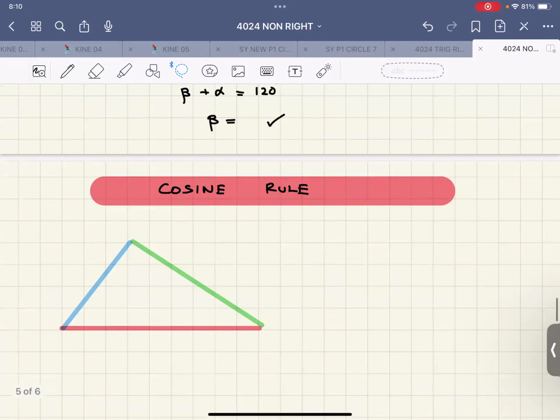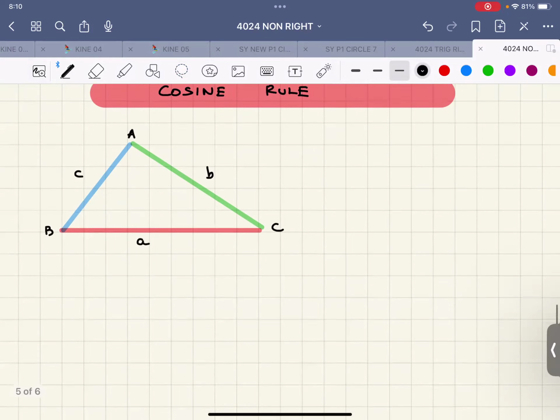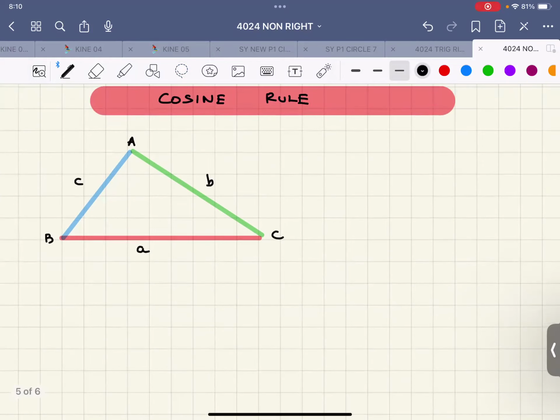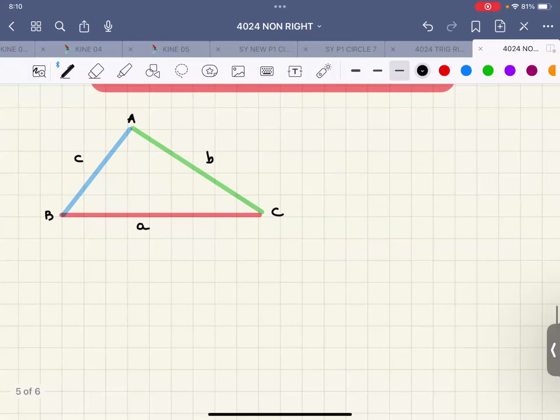Now, first of all, let me again label A, and then B, and then C. Opposite to A is a, opposite to B is b, opposite to C is c. So now the rule is, let me write with respect to one of the sides. For example, if I want to write with respect to A, I'll write a square is b square plus c square minus 2bc cosine of A.